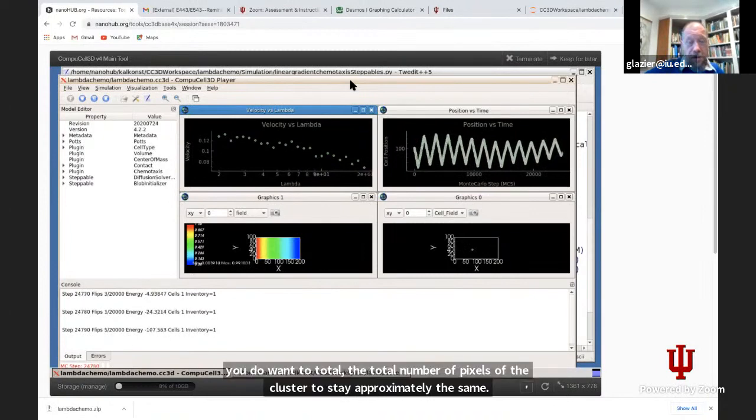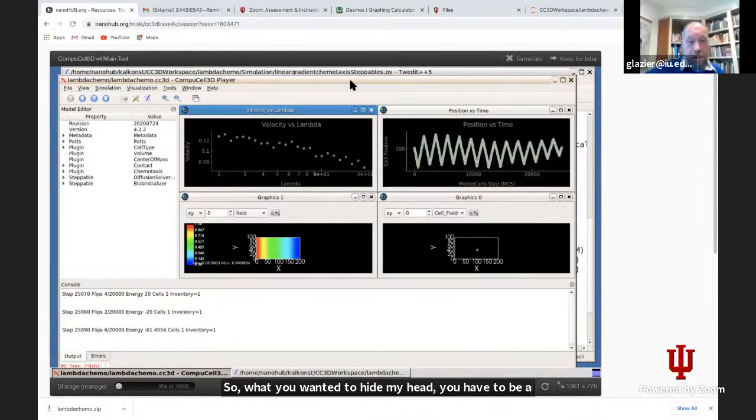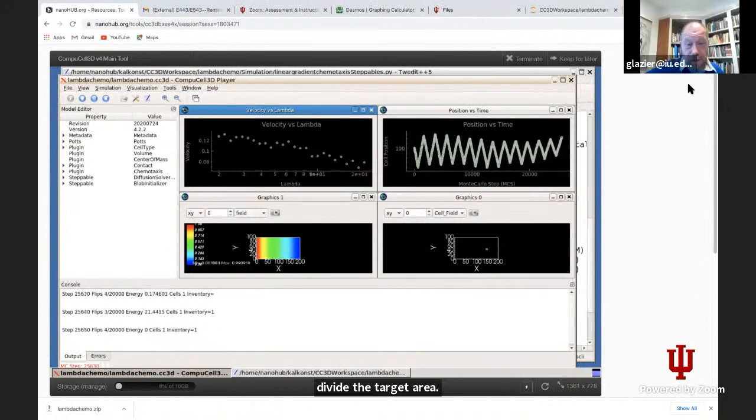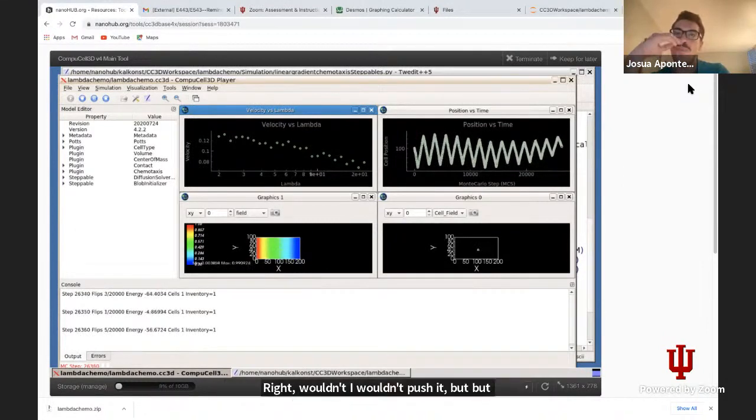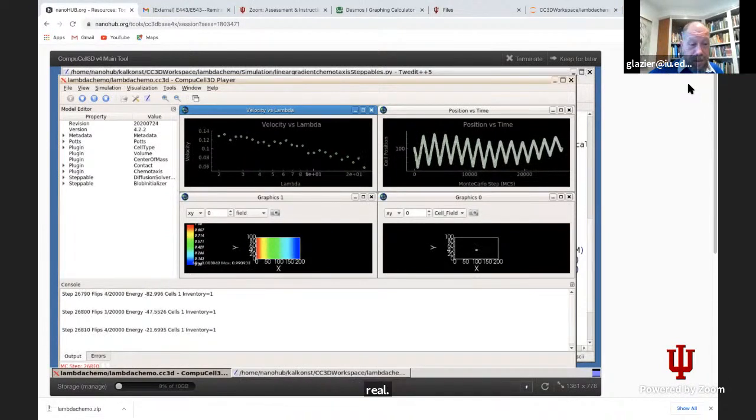So you want to divide the cell volume, and you have to be a little bit careful. If you want to do it quick and dirty, you divide the cells and divide the target area by 2, target volume by 2. But if you then add up the total volume, it won't be quite the same as what you would expect. In principle, you should adjust the target volume to recover the original volume. I wouldn't push it, but if we were calibrating it for real, for publication, or doing something more serious, you might need to do that.